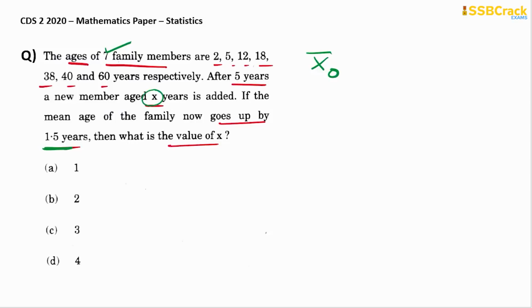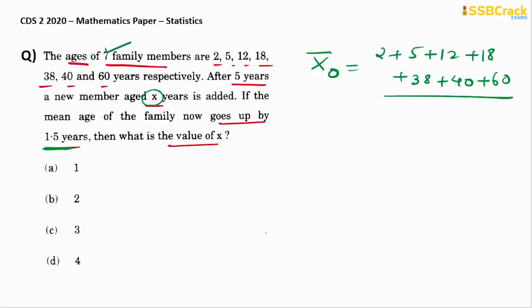So the mean formula is the sum of observations upon the total number. So here we have the observations 2 plus 5 plus 12 plus 18 plus 38 plus 40 plus 60. This is all divided by 7. The addition of the numerator data values comes out to be 175, and when you divide this 175 by 7, you're going to get 25. So this was the original mean, the mean age of the family members. They were 7 in number.